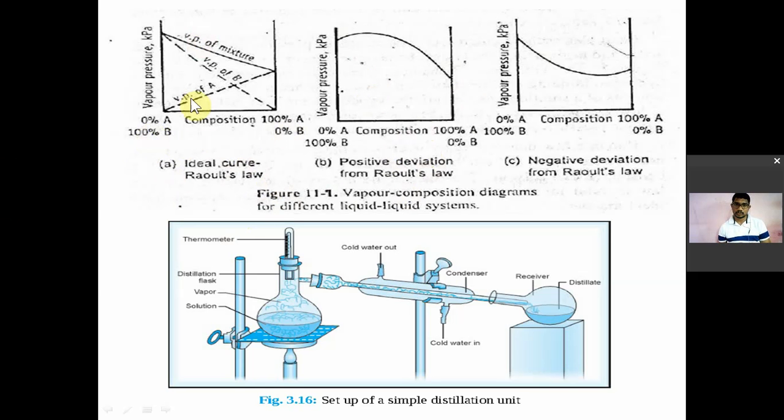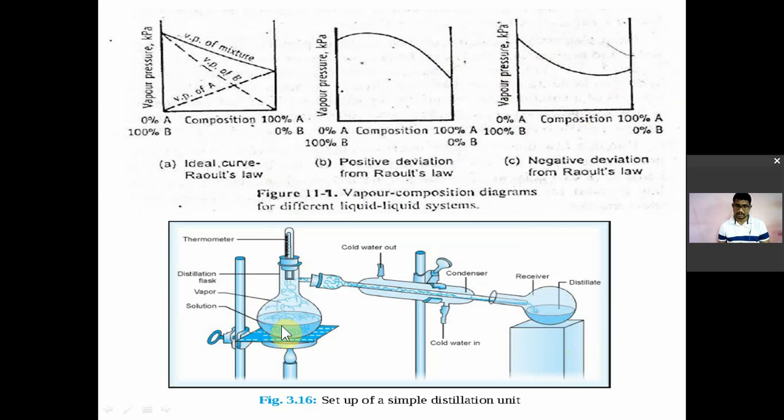Okay, this is a positive deviation. So look at what is happening here: it is a curve for a mixture where the total vapor pressure is more than the individual vapor pressure of the components. So that's why it is a positive deviation from Raoult's law. This one is a negative deviation from Raoult's law, where the total vapor pressure of the system is less than the vapor pressure of the individual components.